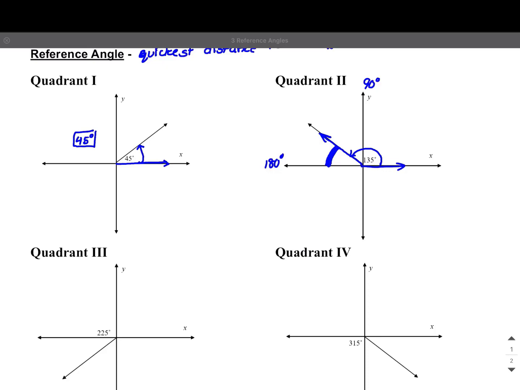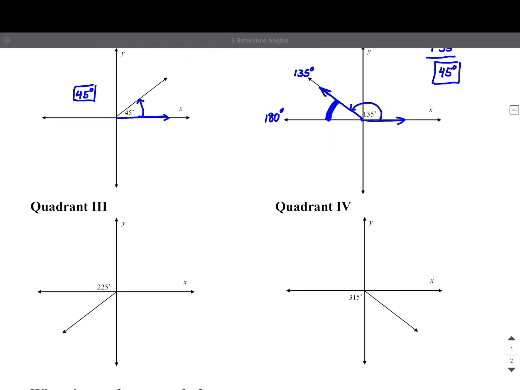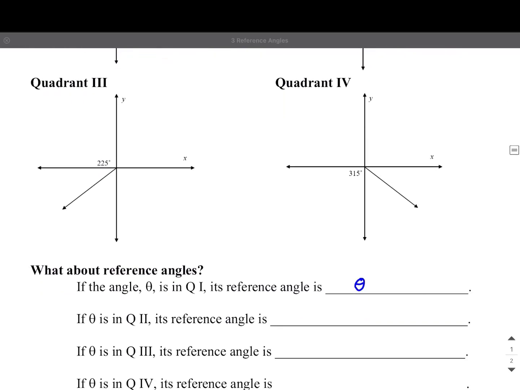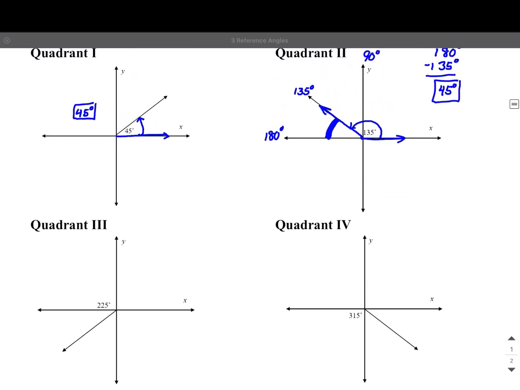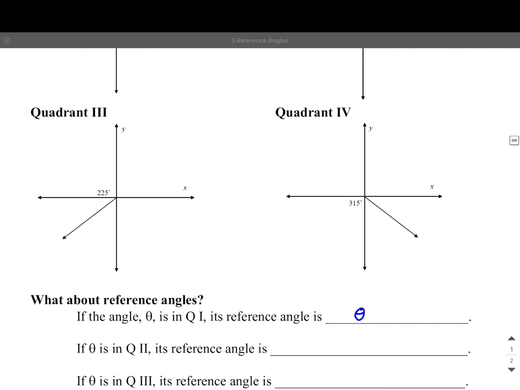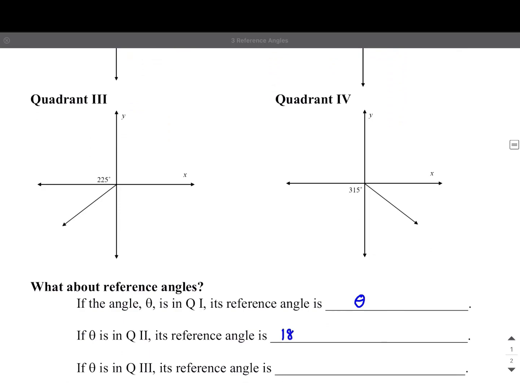So how far from 180 degrees is 135 degrees? Well, we would take 180 degrees and we'd subtract 135 degrees, and we would get a reference angle of 45 degrees. So it has the same reference angle as the first quadrant angle we found, even though they're totally different angles, but it's still 45 degrees from the x-axis. So in the second quadrant, because we went past 90 degrees but we're not bigger than 180, we say 180 degrees minus our angle theta. That will give us the reference angle.